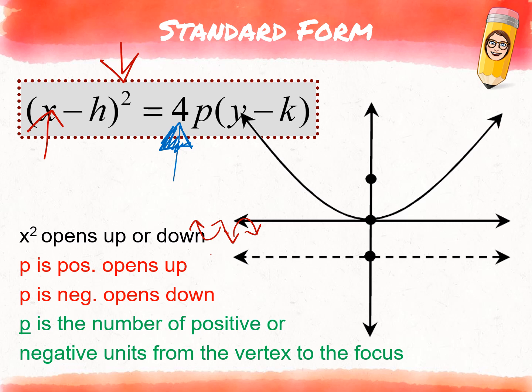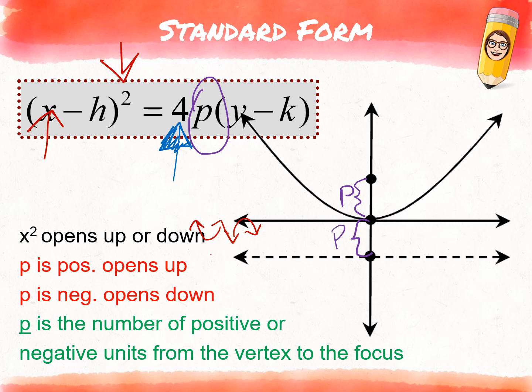The p value is going to be so important. If I see a positive p value, that means it either opens up or opens to the right. If the p value is negative, it opens to the left or opens down. That makes sense as far as direction. The p value also tells me the number of units from the vertex to the focus. And if I know the distance from the vertex to the focus, then I also know the distance from the vertex to the directrix.